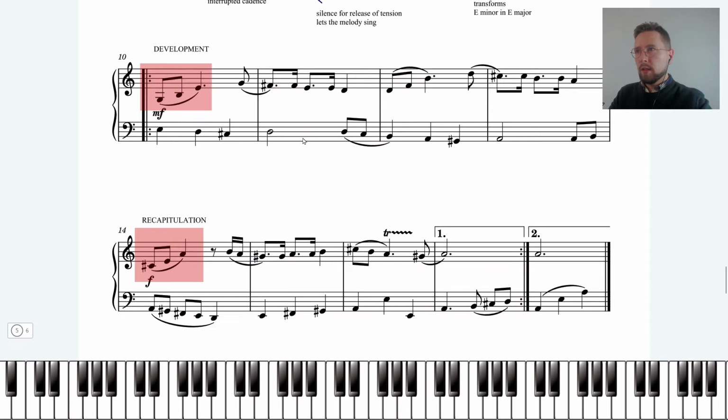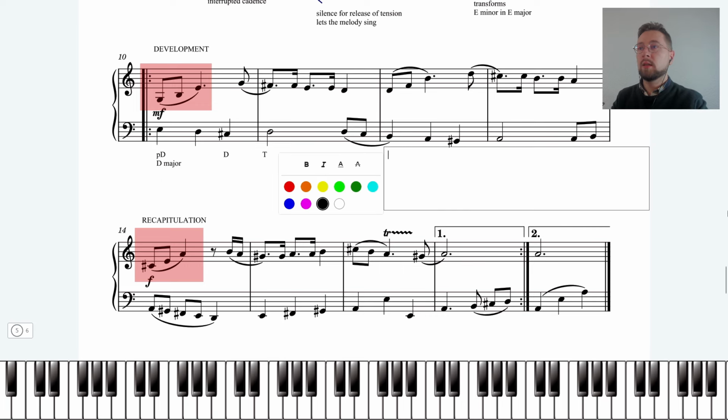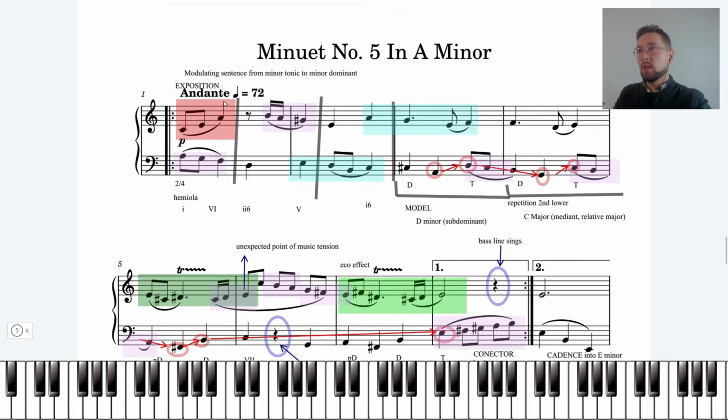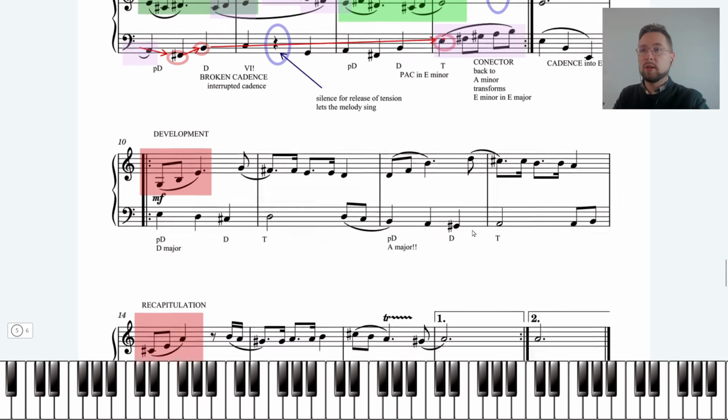All right, now let's look at the development. In the development, basically there is a harmonic progression that's taking us from one key to another. We have first the predominant, the dominant, and the tonic of D major. That's the D major key. And then we have the same process, predominant, dominant, and tonic of A major. Right, A major and D major are really bold choices, because really the minuet was in a minor key. So you would expect more to see D minor and A minor.